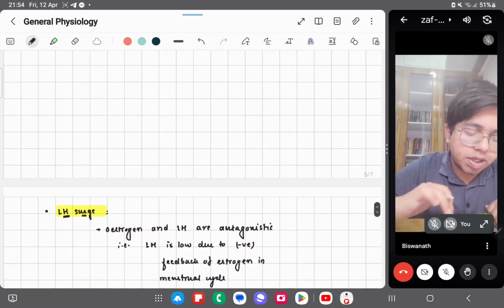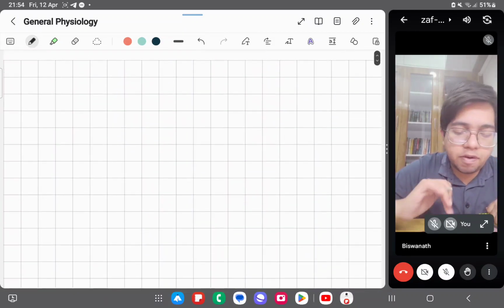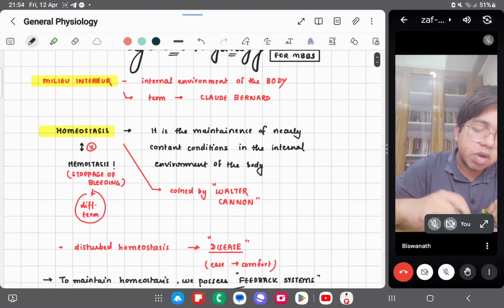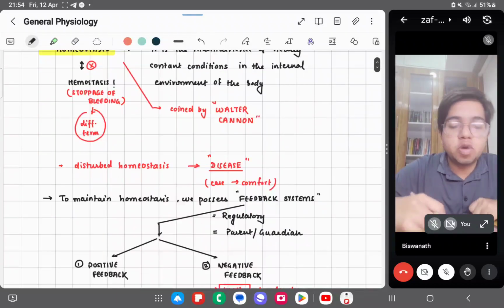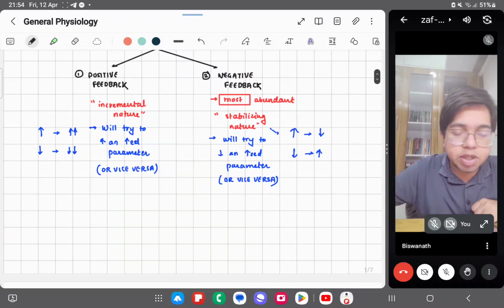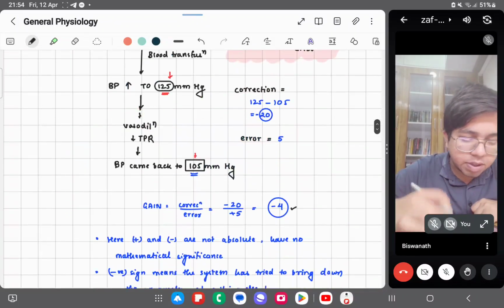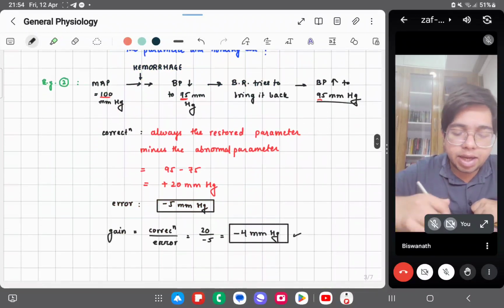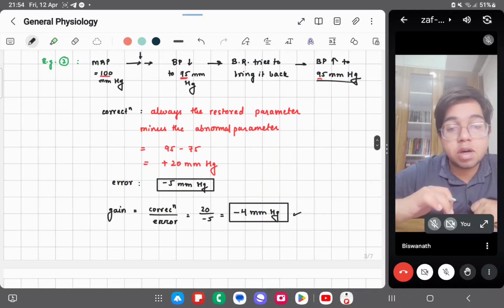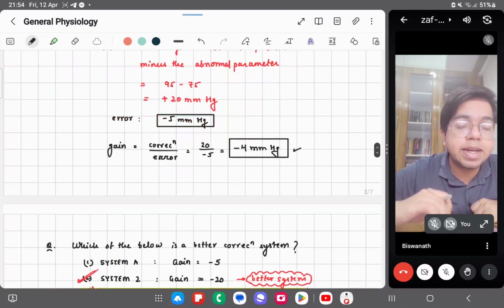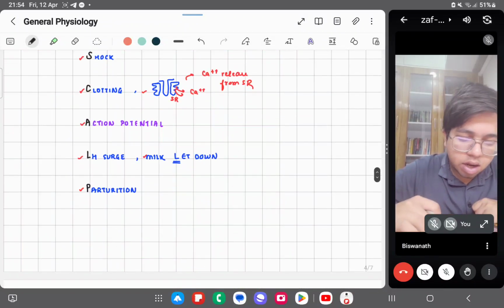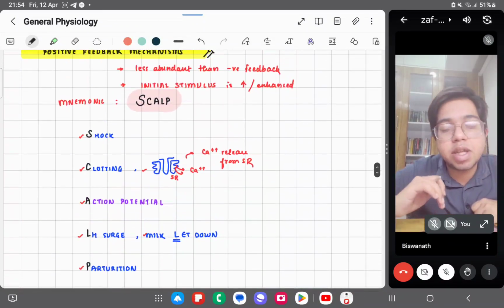I had taught about just giving you an overview of the previous class. We talked about the internal environment, about the homeostatic mechanisms, the positive feedback and the negative feedback. We talked about the gain of the feedback systems. How to calculate the gain and what is the effect of signs, the plus and minus sign in gain. We compared the systems based on the gains.